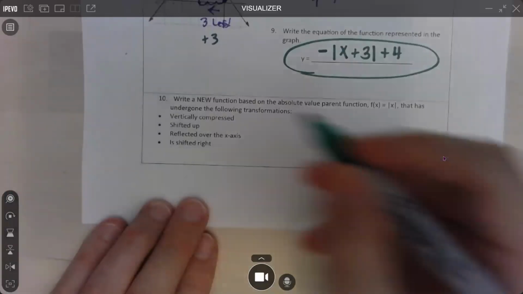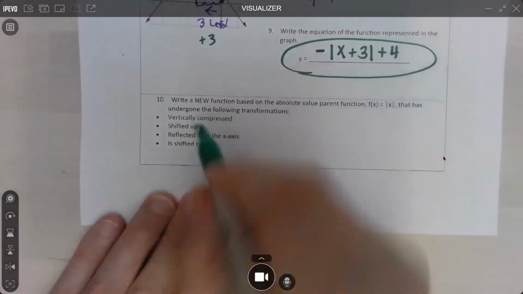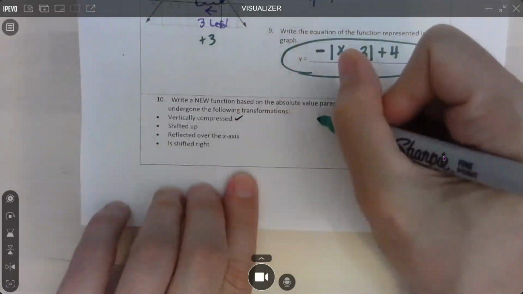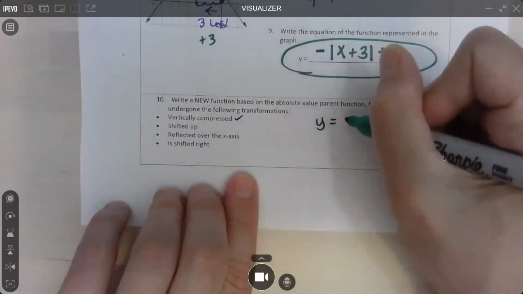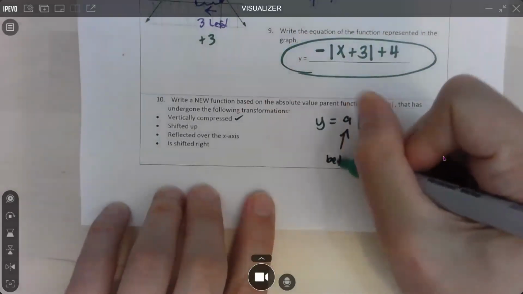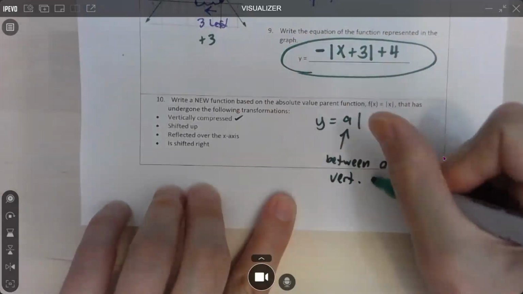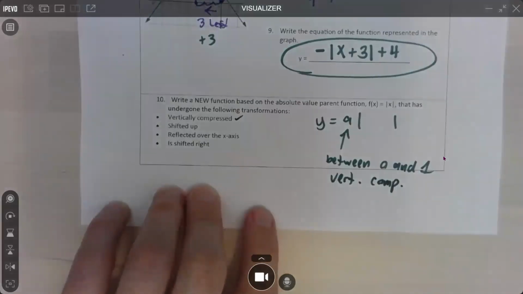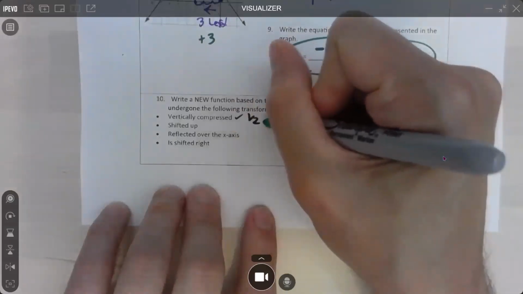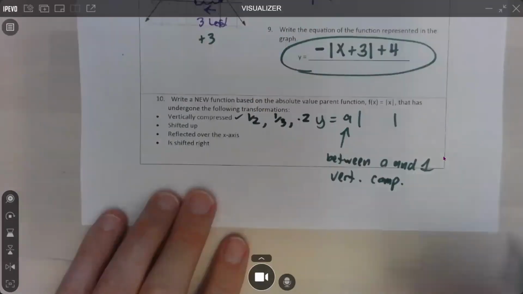Question number 10, write a new function based on the absolute value parent function, f of x equals the absolute value of x, that has undergone the following transformations. Vertically compressed. So a vertical compression might be something like y equals a number out here that is between 0 and 1. That's going to be vertically compressed. If it's vertically stretched, it'll be above 1. So vertically compressed could be something like 1/2 or 1/3 or 0.2. Any of those would be considered a number that could vertically compress it.